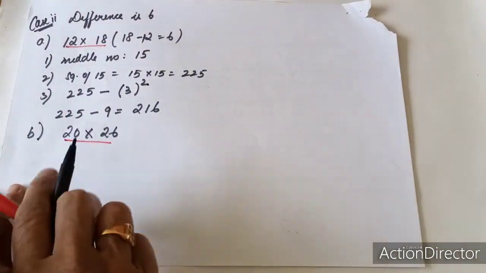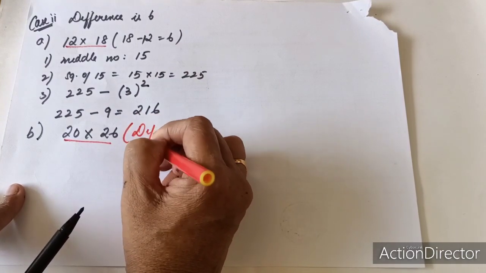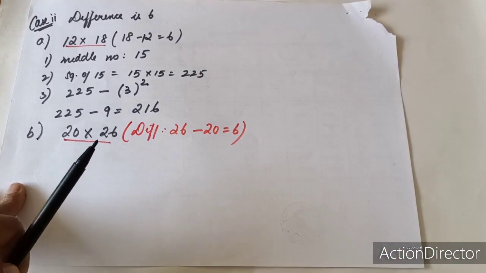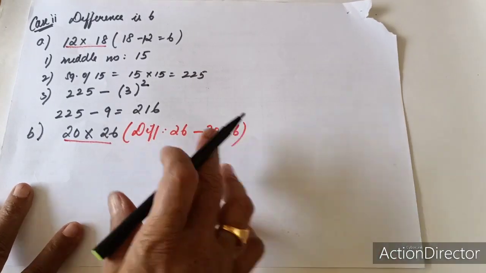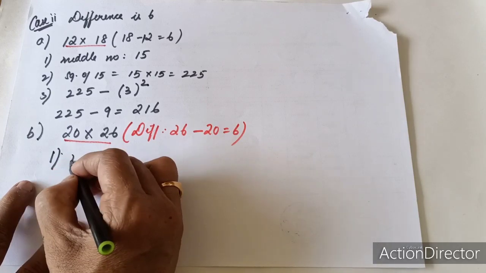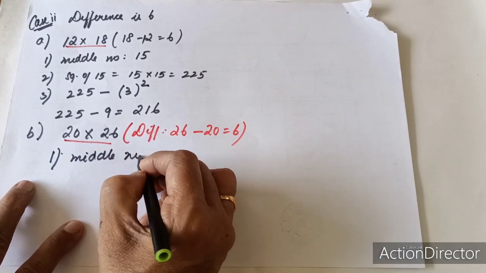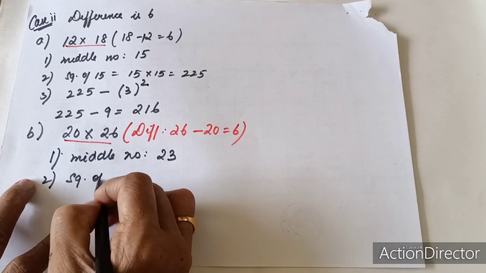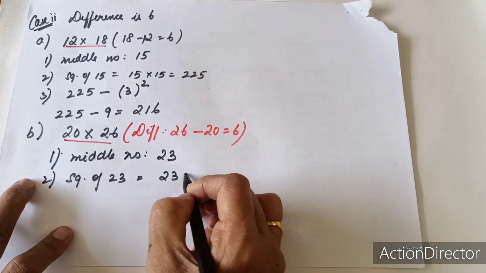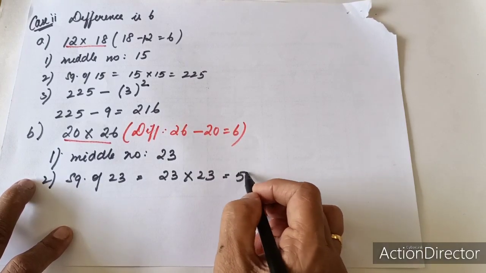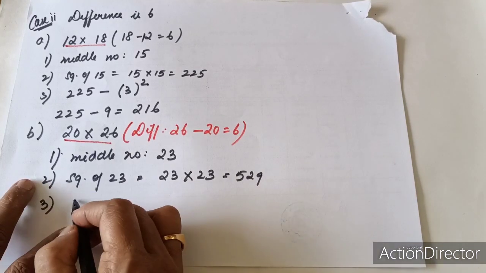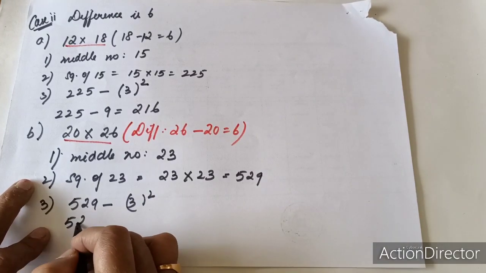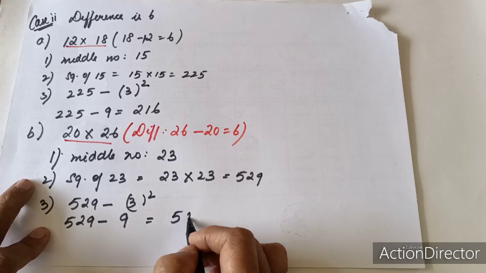So 20 multiplied by 26, you can see the difference is 26 minus 20. Every time you check the difference. So 26 minus 20 is equal to 6. Step 1 will be the middle number, so the middle number is equal to 23. Step 2 will be the square of 23, which is 23 multiplied by 23, gives me 529. And step 3 will be 529 minus 3 square, that is 529 minus 9, gives me 520.